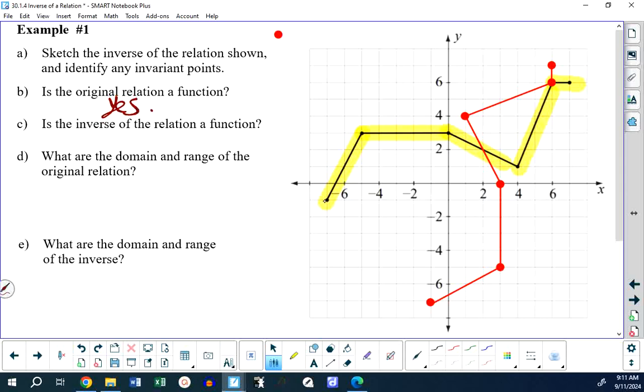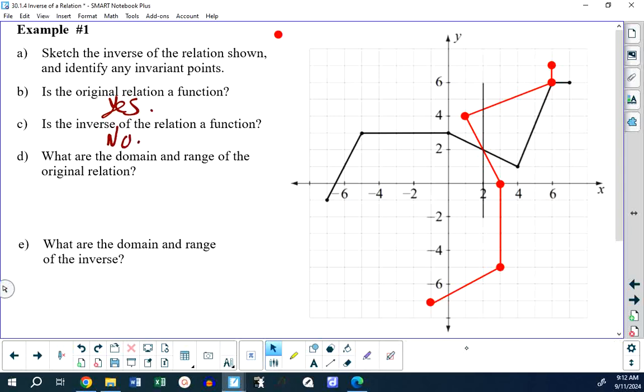Is the inverse, which is the red graph, a function? The answer is no. I can draw a vertical line, for example, here, and it intersects that red graph in more than one place. So at x equals 2, when I put 2 into the inverse, I get out 2 different results. It's not a function. So this answer is no.